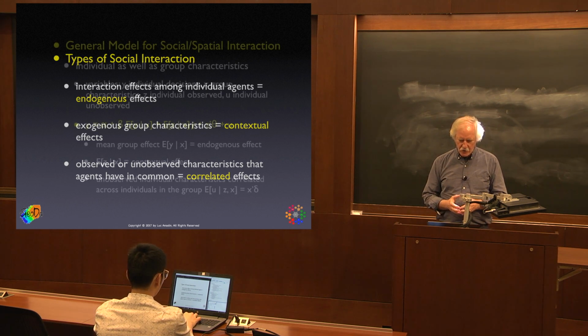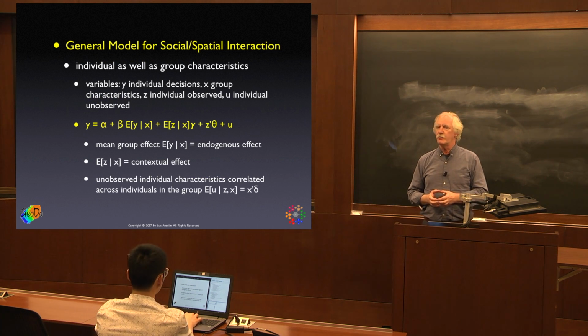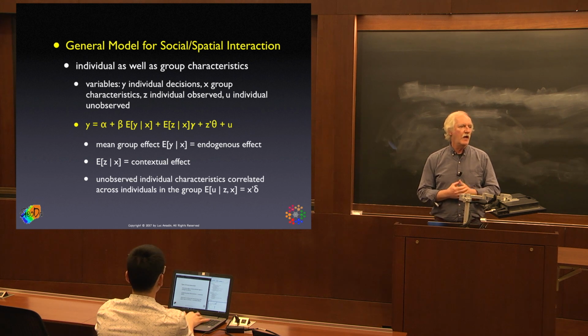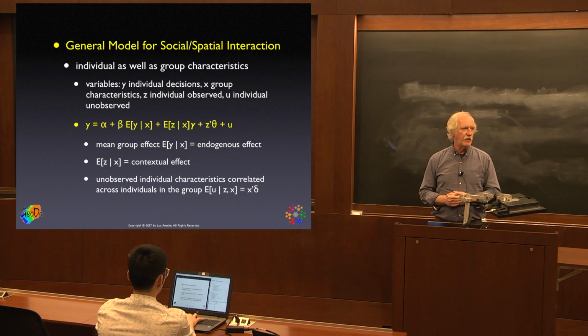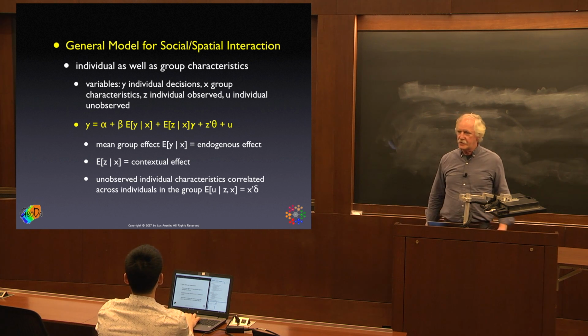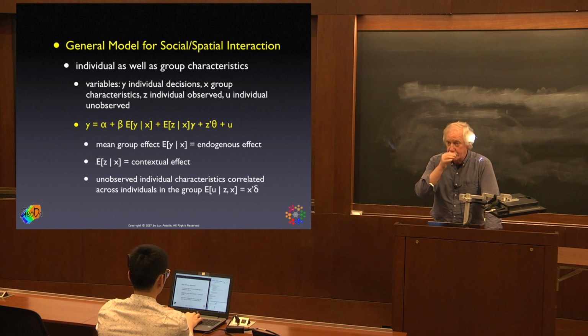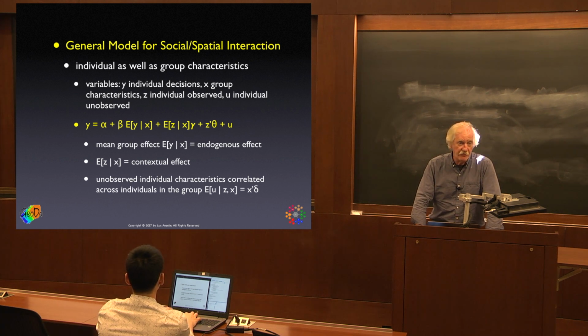So then in a model of social and spatial interaction, we have different kinds of variables. We have obviously the individual action variables or decision variables. We have group characteristics that are observable. We have individual characteristics that are observable, and we have unobservable individual characteristics. And then the basic model by Manski has a variable y explained by the endogenous effect, which is formalized as the group mean effect.